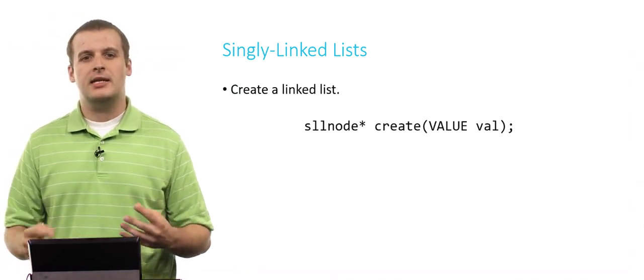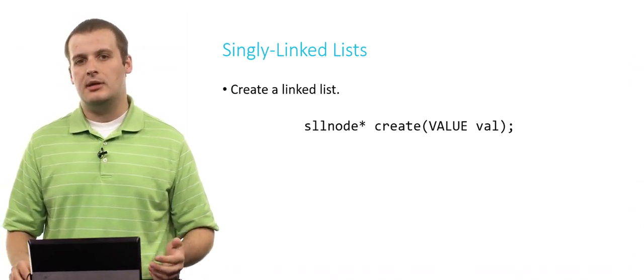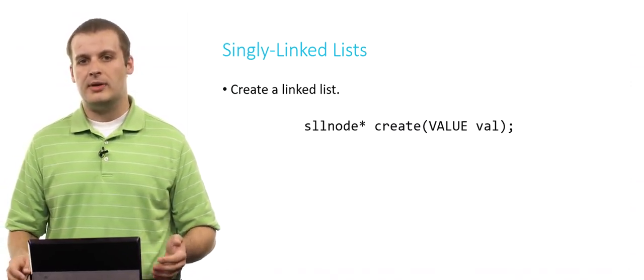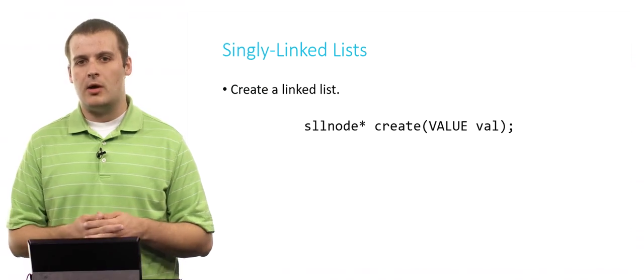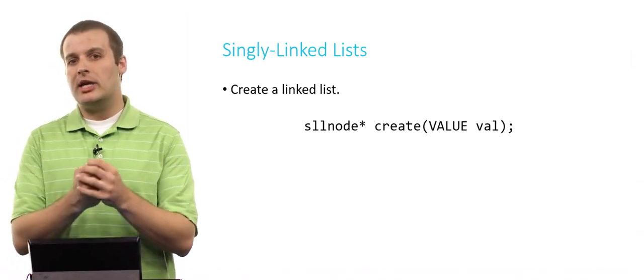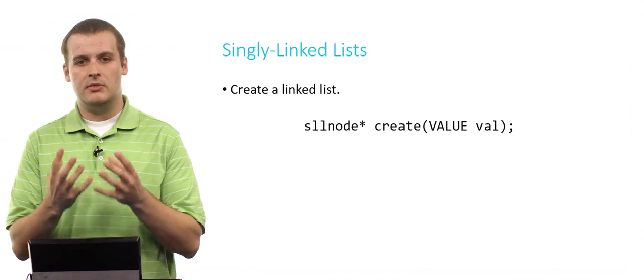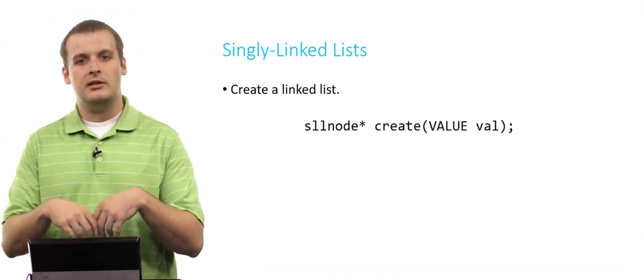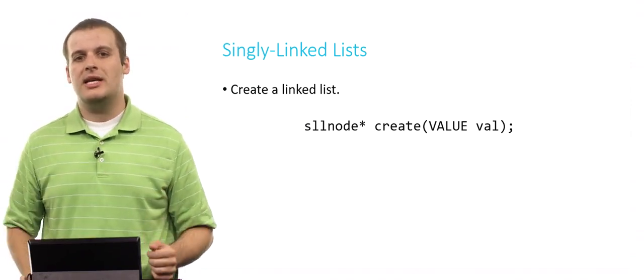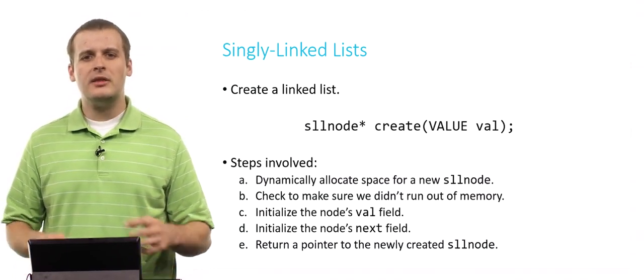So we want to create a linked list. So maybe we want to define a function with this prototype. SLL node star create, and I'm passing in one argument of some arbitrary data type. But this function should return to me a pointer to a singly linked list node. Again, we're trying to create a linked list out of thin air, so I need a pointer to that list when I am done.